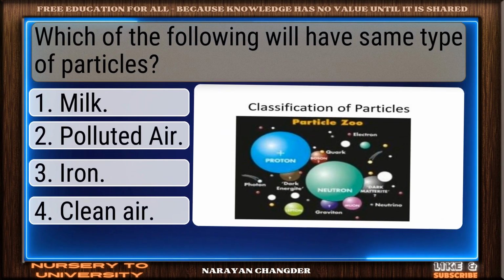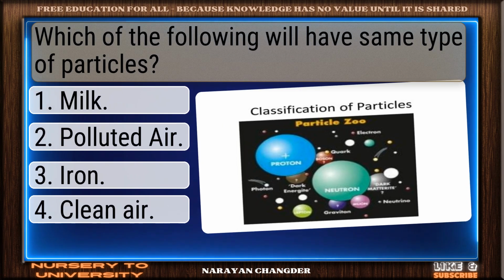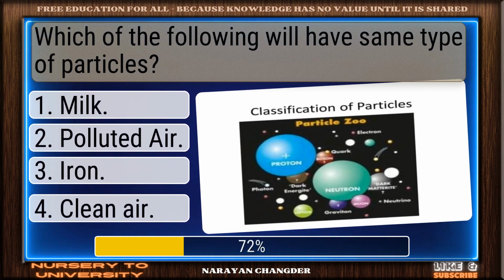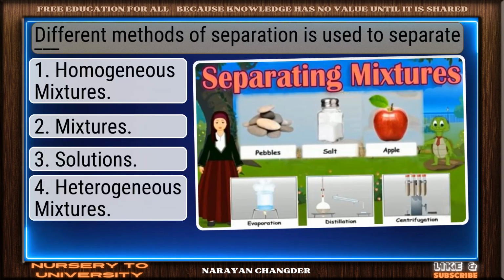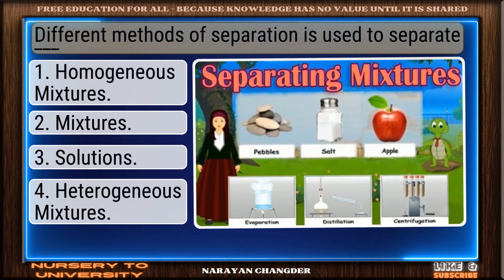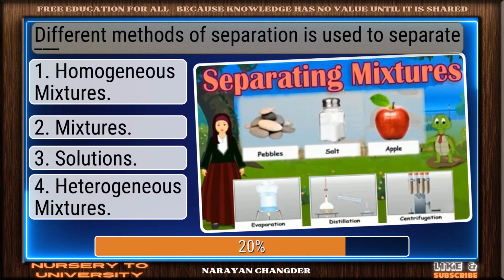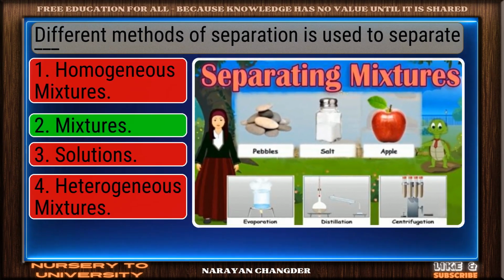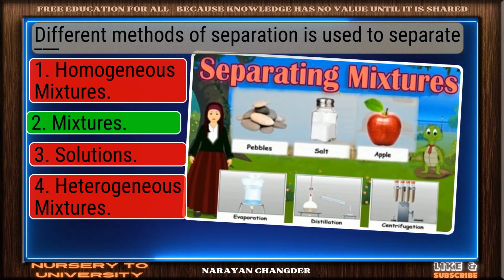Question number 152. Which of the following will have same type of particles? Perfect. Ion is the correct choice. Question number 153. Different methods of separation is used to separate dash. Excellent. Mixtures is a brilliant choice.